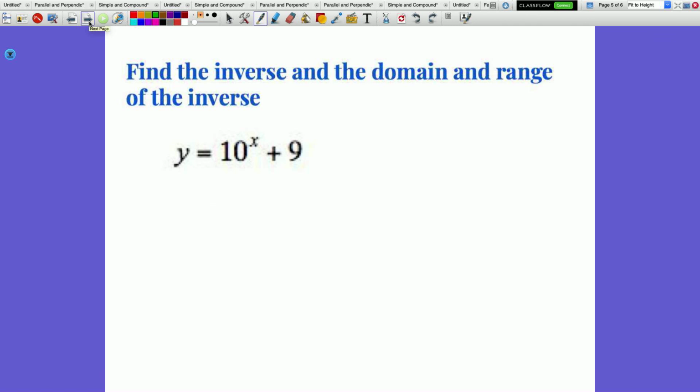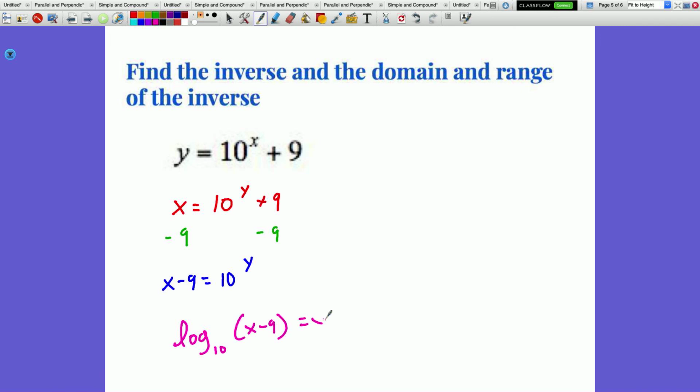All right, find the inverse and the domain and range of the inverse. So in order to find the inverse, if it's given as a y equals, we can just immediately swap the x and the y. All right, now we're going to isolate the y, so I'll start by subtracting 9 from both sides. I get x minus 9 equals 10 to the y. Now rearrange this into a logarithm, so log base 10 of x minus 9 equals y, which I'm going to rewrite in a couple of ways. I'm going to bring the y to the left-hand side. I'll say y equals log of x minus 9. Notice I didn't write the base 10. The base 10 is assumed. If we ever don't write a base, it's assumed to be a 10.